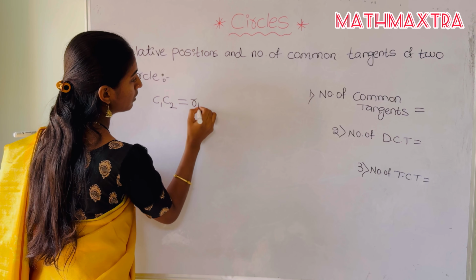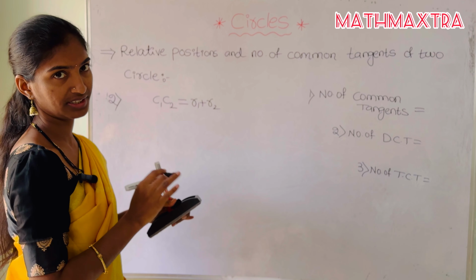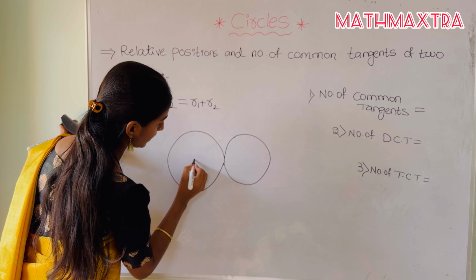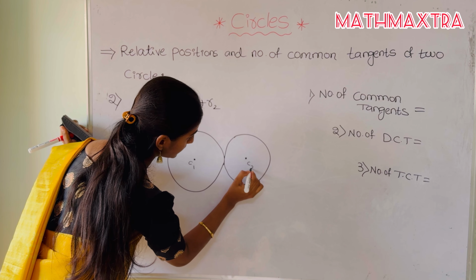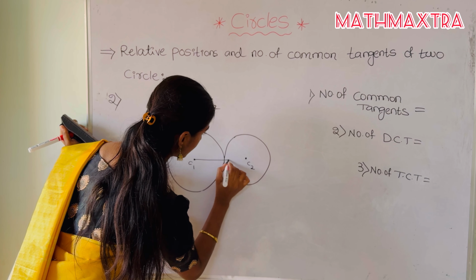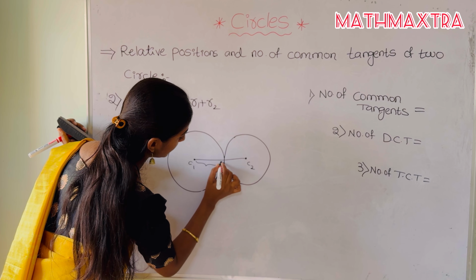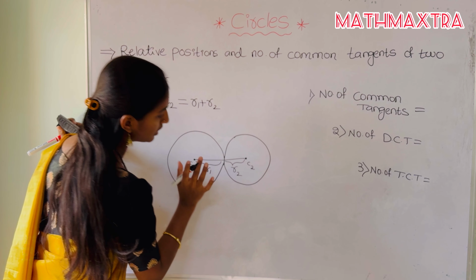Okay. The second case is if the distance between the centers, which is C1C2, is exactly equal to R1 plus R2. How do the circles look? See, these are the two circles. This is the center C1. This is the center C2. He said that the distance between these centers is exactly R1 plus R2, the sum of the two radii.